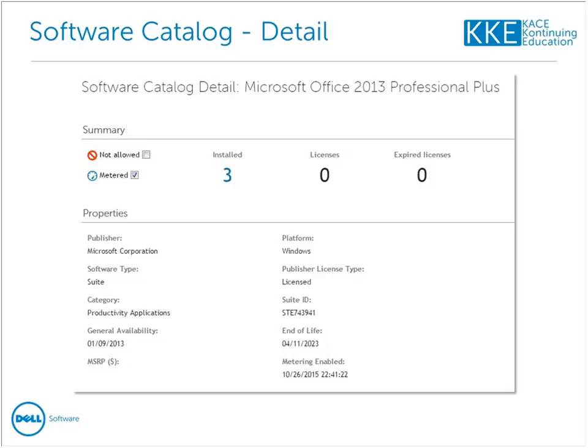Now, on this page, and we'll come back to this, you can see at the top we've got two little check boxes: not allowed and metered. This is for our application control and metering. To the right, you can see it's saying I've got 3 machines that have this suite installed on them. I haven't added any licenses just yet, but we'll take a quick look at that in a moment. If I clicked on that 3, it would take me to a list of the 3 machines that have this suite installed on them.